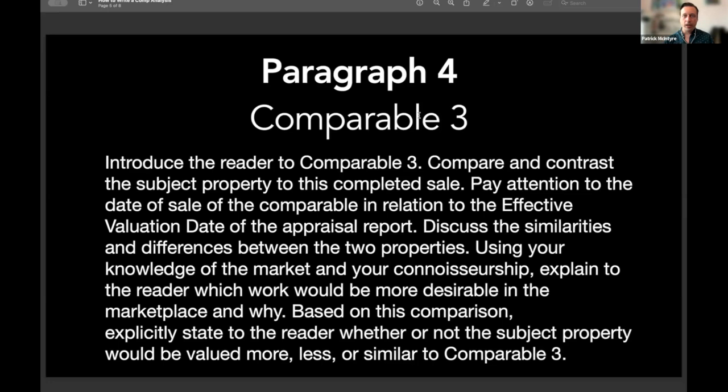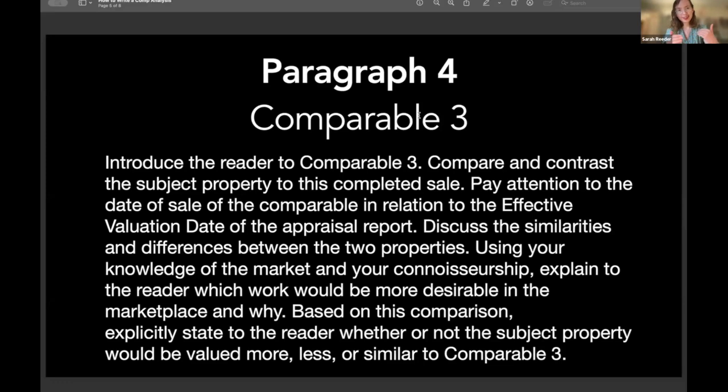I'm just moving on here. Next slide. Again, you're just repeating this structure. You're introducing the third comparable, and again comparing and contrasting the subject property to this one, ultimately with a mind of which one is more desirable in the market, and why. That's all very important.